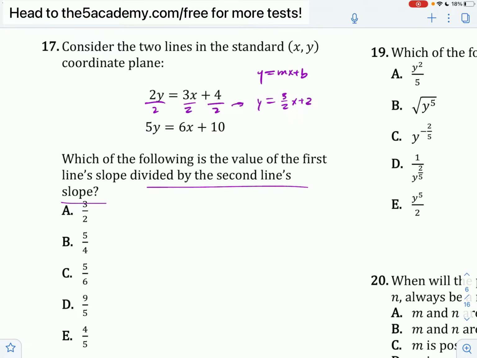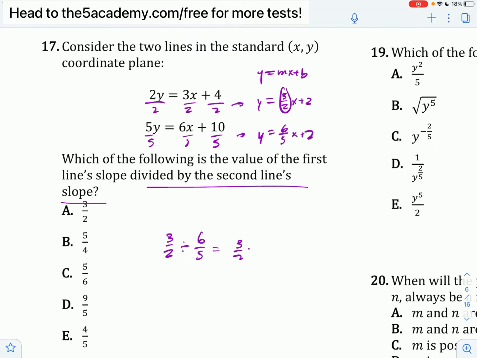Same thing here. We need to divide everything by 5 to isolate y. y equals 6 over 5 x plus 5. Sorry, plus 2. All right. Now, the first line's slope is 3 over 2. So we're looking for the first line's slope divided by the second line's slope, which is 6 over 5.